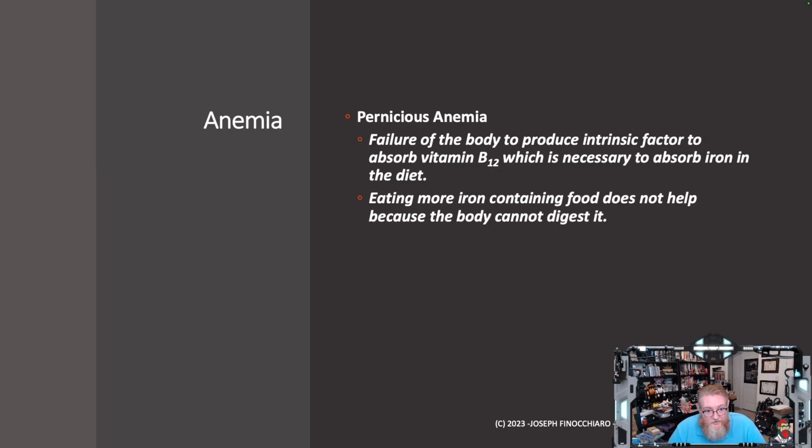Pernicious anemia, which is the failure of the body to produce intrinsic factor to absorb vitamin B12, which is necessary to absorb iron in the diet. Eating more iron-containing food does not help because the body cannot digest it.